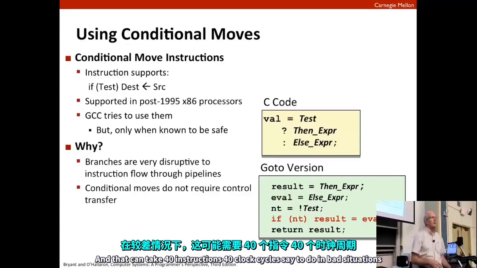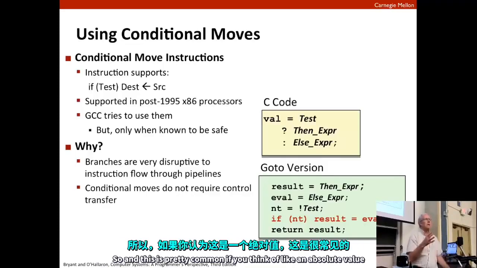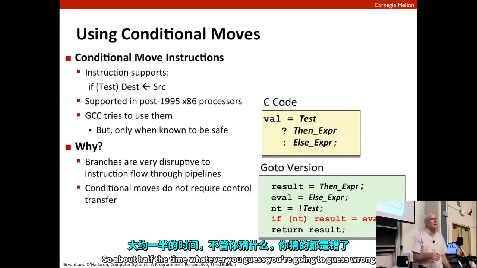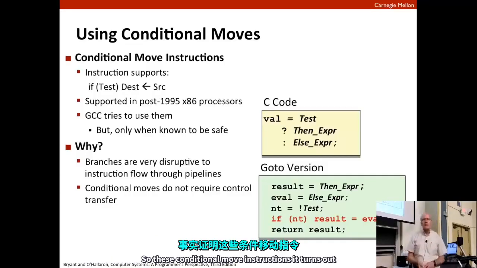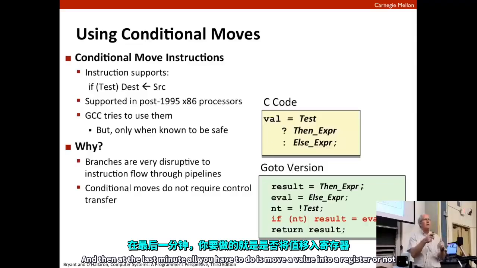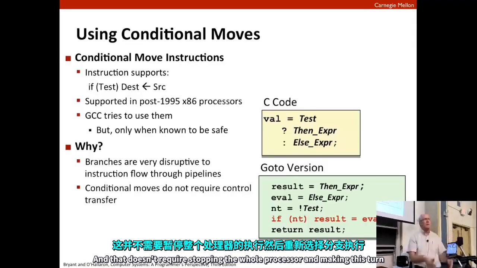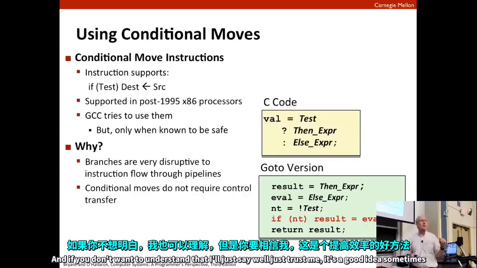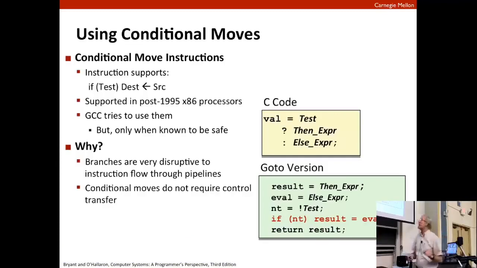And that can take 40 instructions, 40 clock cycles, say, to do in bad situations. And this is pretty common. If you think of an absolute value, can you predict whether a value is going to be positive or negative? Not usually. So about half the time, whatever you guess, you're going to guess wrong. So with these conditional move instructions, it turns out it's much easier to just plow through, compute both, and then at the last minute, all you have to do is move a value into a register or not. And that doesn't require stopping the whole processor and making this turn. So that's my long explanation, and if you don't want to understand that, I'll just say, just trust me. It's a good idea sometimes.